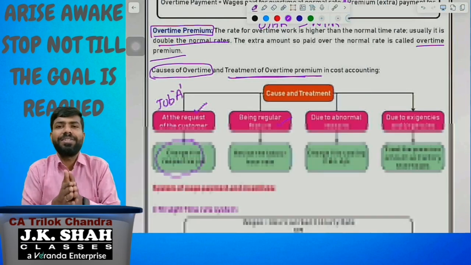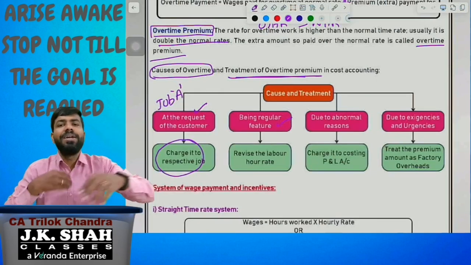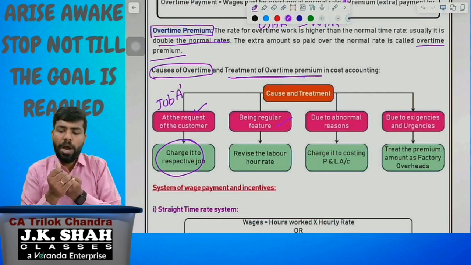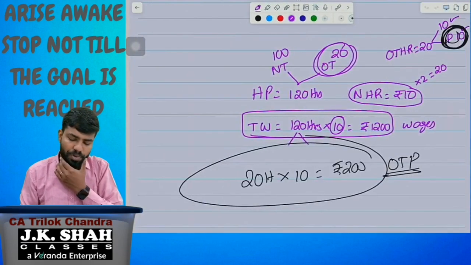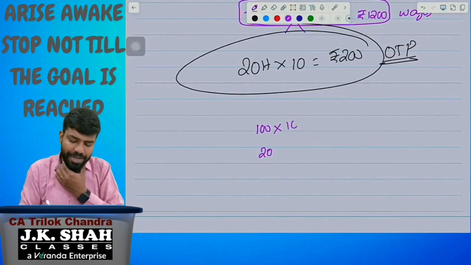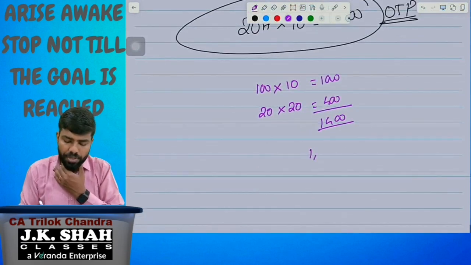In this scenario, instead of accounting overtime and normal time separately, it's better to revise the hourly rate. How to revise the hourly rate? Look here. Let me take our example only. Out of 120 hours, 100 is normal time and 20 is overtime. 100 will be paid at 10 rupees, 20 will be paid at 20 rupees. The total comes to 1000, and here it comes to 400. Totally 1400. The total amount is 1400. Hours worked is 120 hours.